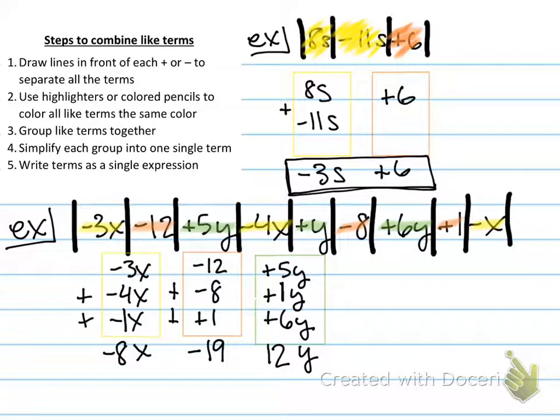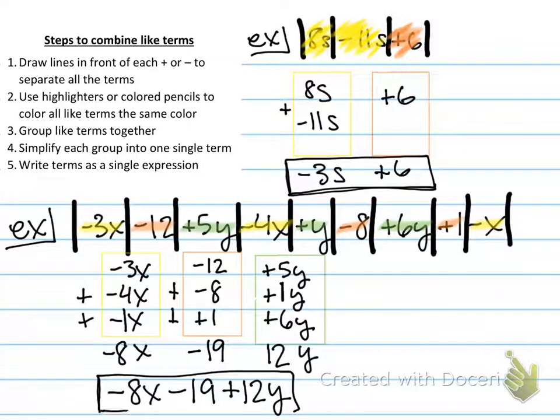So one option is just to string them together like this. And if there's nothing in front of the 12, we know that that is plus. So that is one answer.